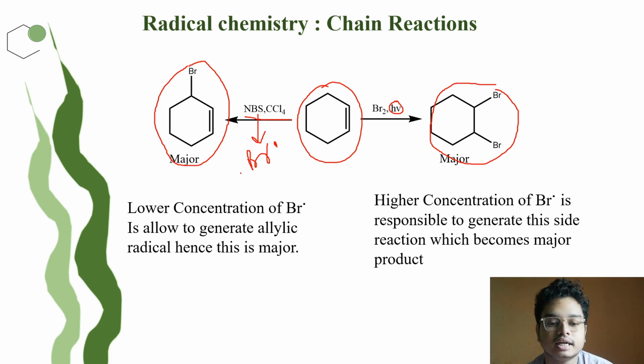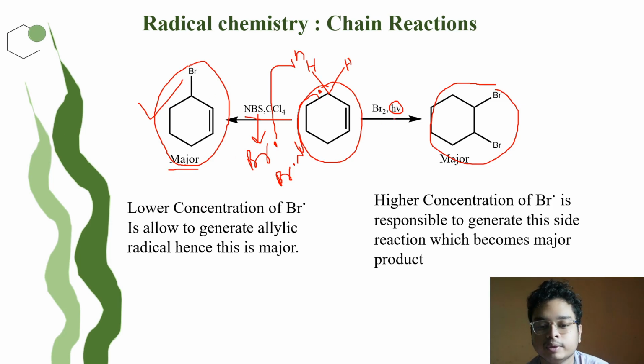Since the bromine radical concentration is low, these particular hydrogens have lower bond dissociation energy, because the resulting radical is the allylic radical, which is stable. So the bromine radical will take this hydrogen, and this radical is formed. Now this radical goes to a termination step where the low-concentration bromine radical reacts with this radical to generate this allylic bromine compound, and this becomes the major product.